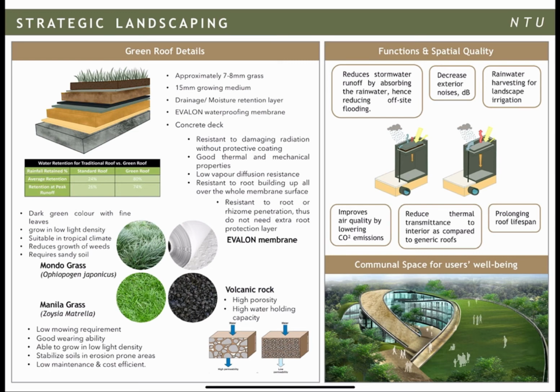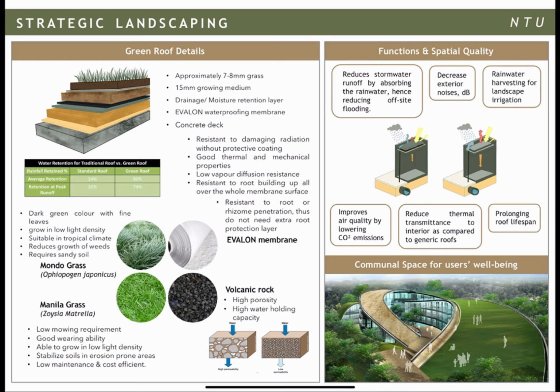The second one will be the Manila grass. It has low mowing requirement and good wearing ability, and it is able to grow in low light density. It also stabilizes soil in erosion-prone areas and is low maintenance and cost efficient.